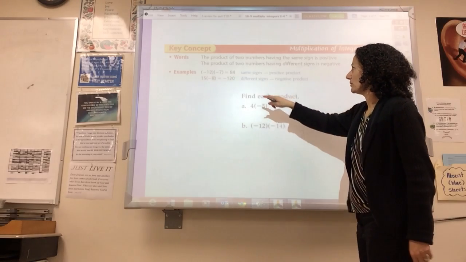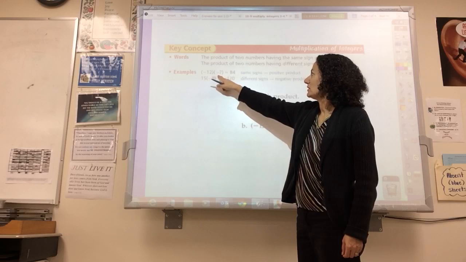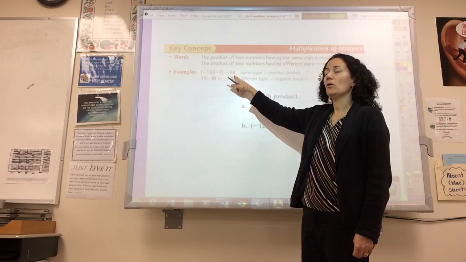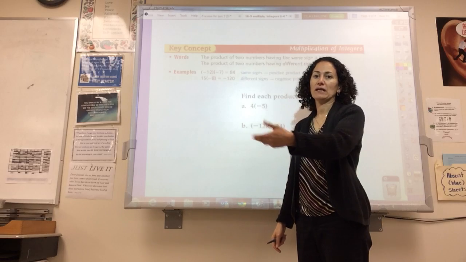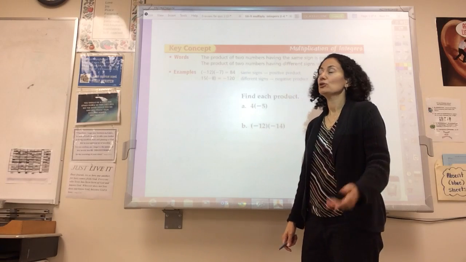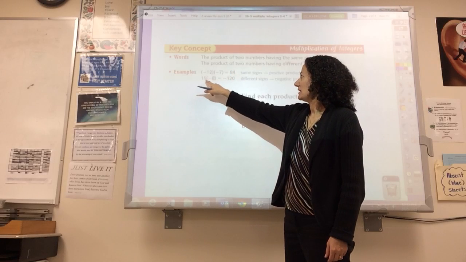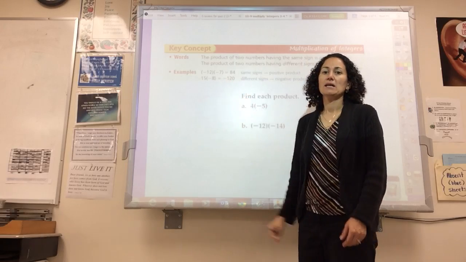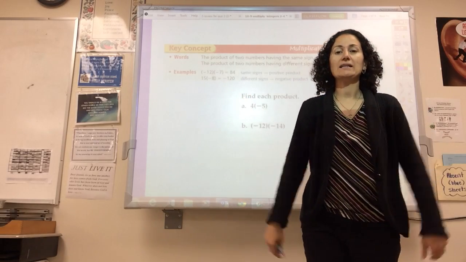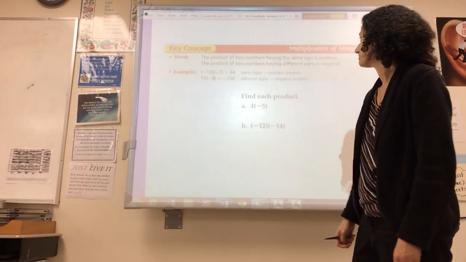Let's take these examples. Negative 12 times negative 7 would give us positive 84 because both of these factors are negative. If both factors are negative or both factors are positive, you'll have a positive product. 15 times negative 8 would give me negative 120. You multiply or divide as usual, and then you follow that simple rule that I told you.